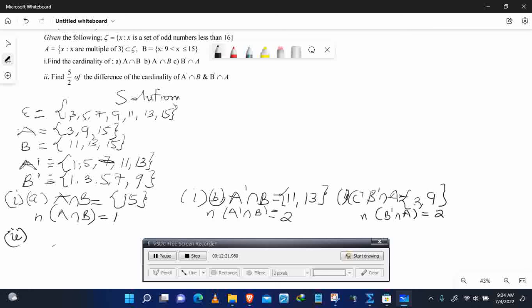So the difference here is obvious. We have 5 over 2 multiplied by 2 minus 2, and that is equal to 0. And we are done with the question.